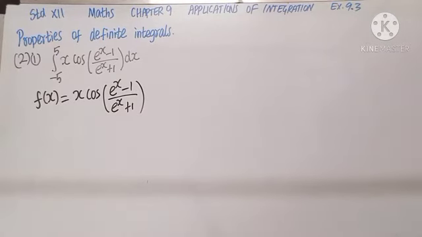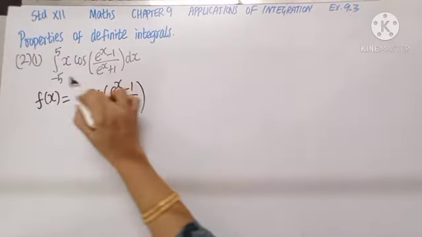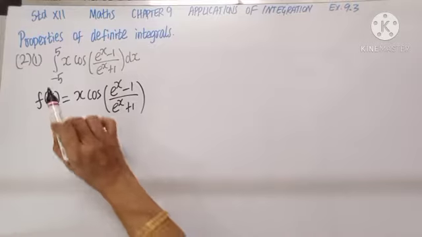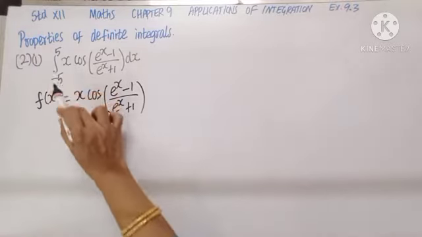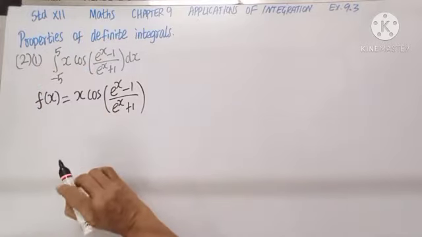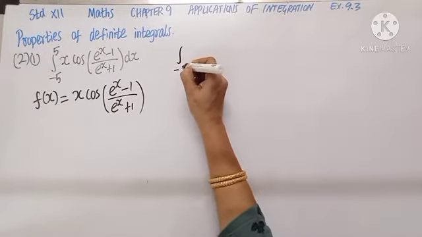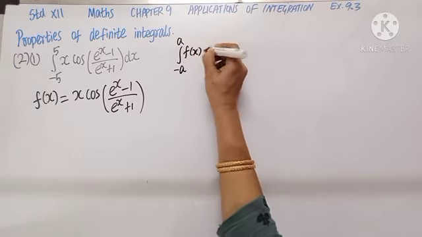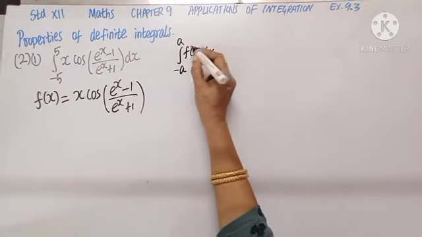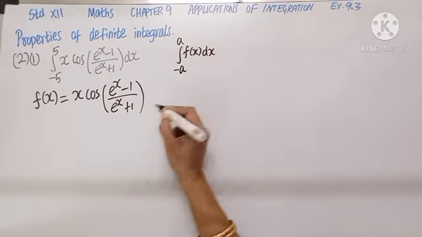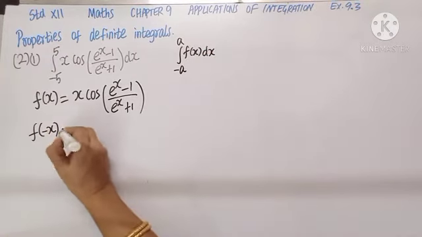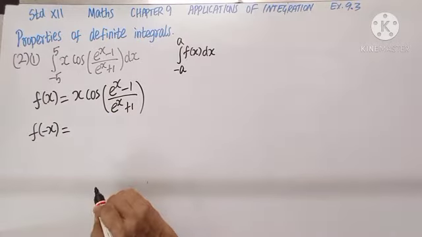Exercise 9.3, question number 2, subsection 1, integral minus 5 to 5 x cos of (e power x minus 1) by (e power x plus 1) dx. As I see the problem, consider the function as f of x. The limits are from minus 5 to plus 5, negative number to positive number. I recall integral minus a to a f of x dx. Check whether the function is odd or even. Find out f of minus x. Wherever x is coming, put minus x.